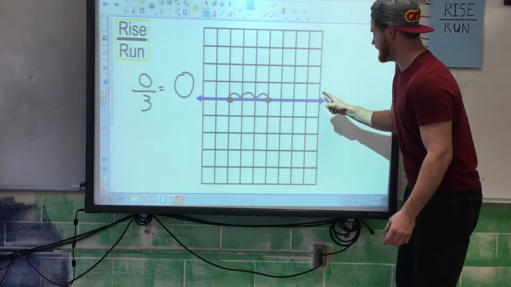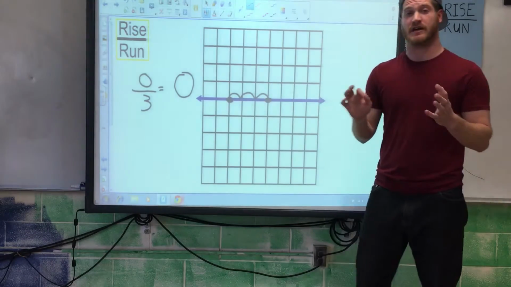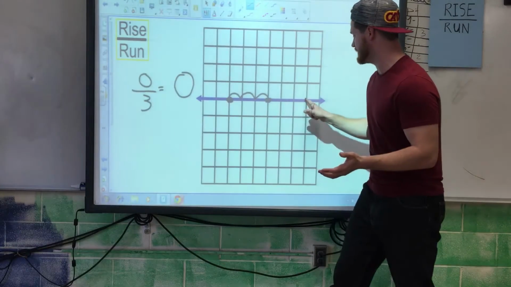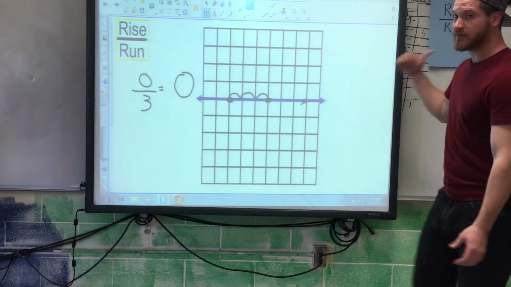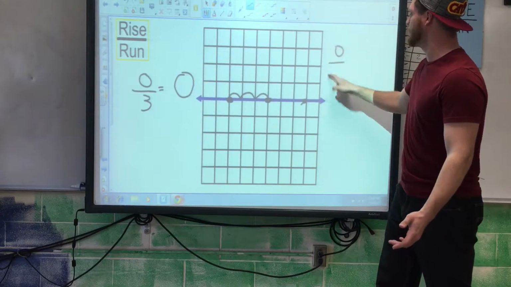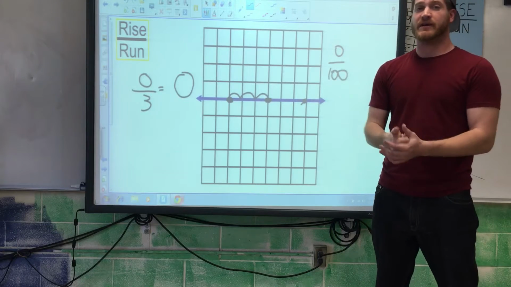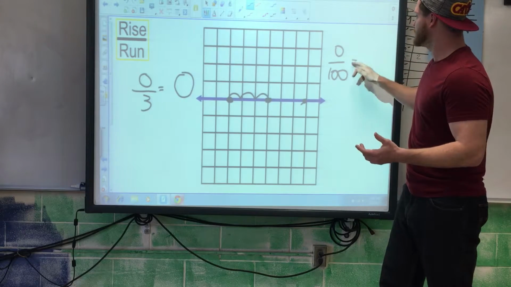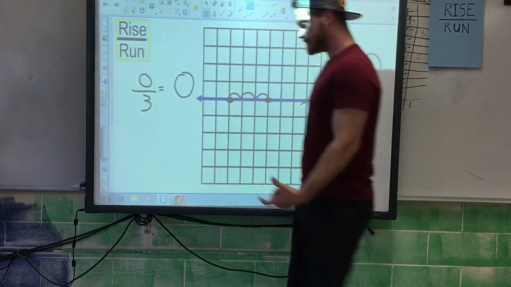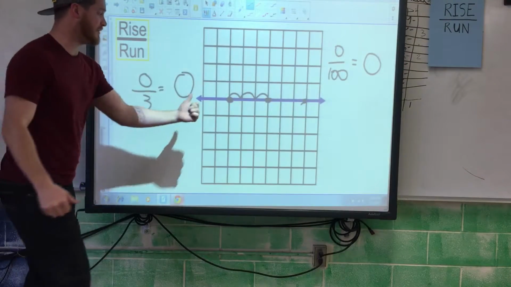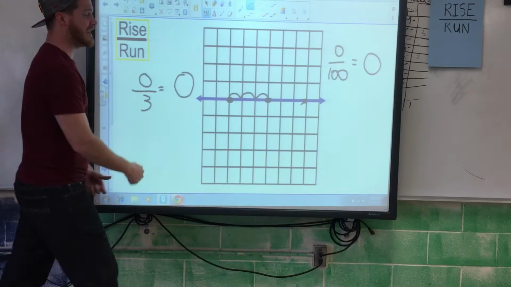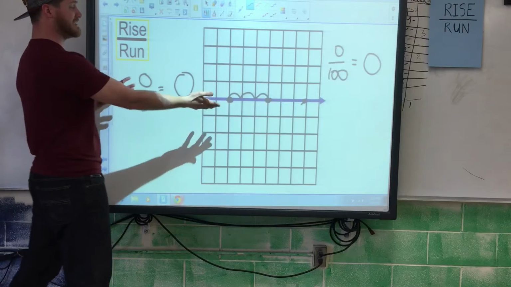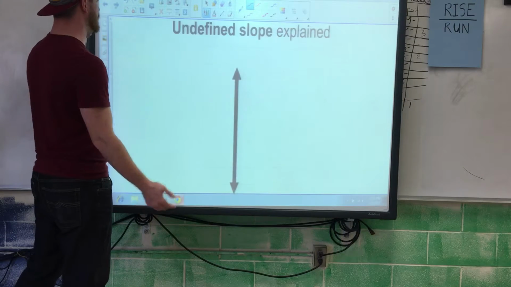Now, like I said, these little arrows at the end mean this goes on forever. So no matter whether I choose this point or a point way off the grid, whether it's 0 over 100, 0 divided by 100, or 0 over 100, it's still going to be 0. This works the same going this way. If you type in 0 over a negative number, you will still get 0 as your slope.